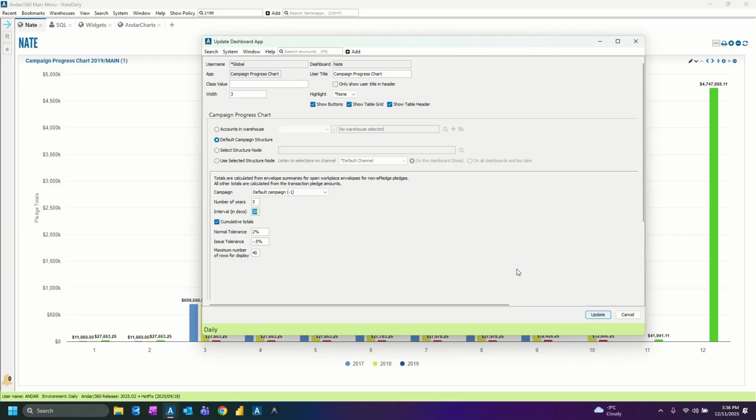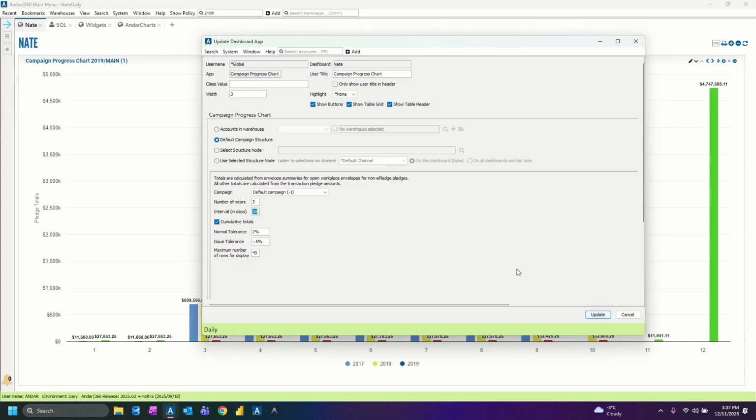So it's not breaking it down specifically by month. It's breaking it down by days in this case. That's the other setting here that I really wanted to talk about. This interval is what determines the frequencies across your x-axis.